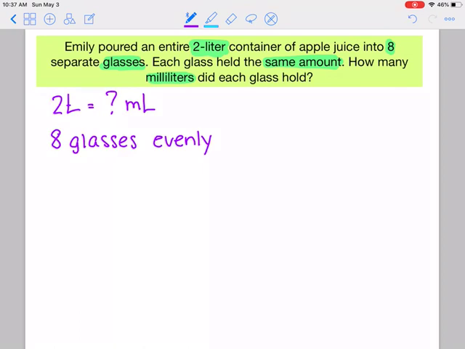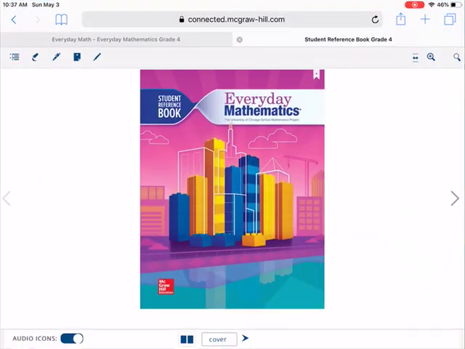Okay, now say I don't remember how many milliliters are in 1 liter. This would be really hard for me to do. So I'm going to show you how to access this information in your student reference book so you guys can figure this out at home. So I'm going to go into Everyday Math, and you guys have a little button on your homepage that says Student Reference Book. You also brought the books home with you. So you can look in the index for liters, and it should bring you to the measurement scale, or you could do it this way.